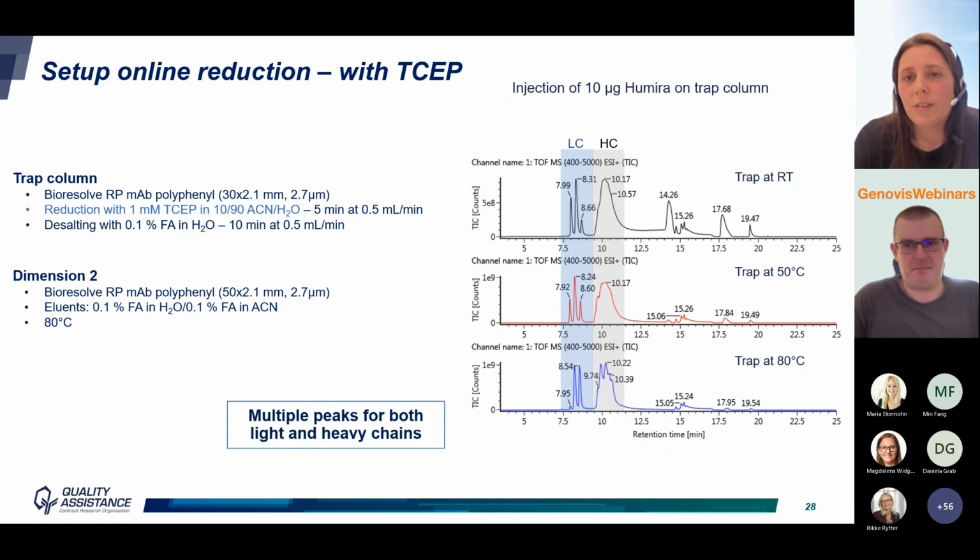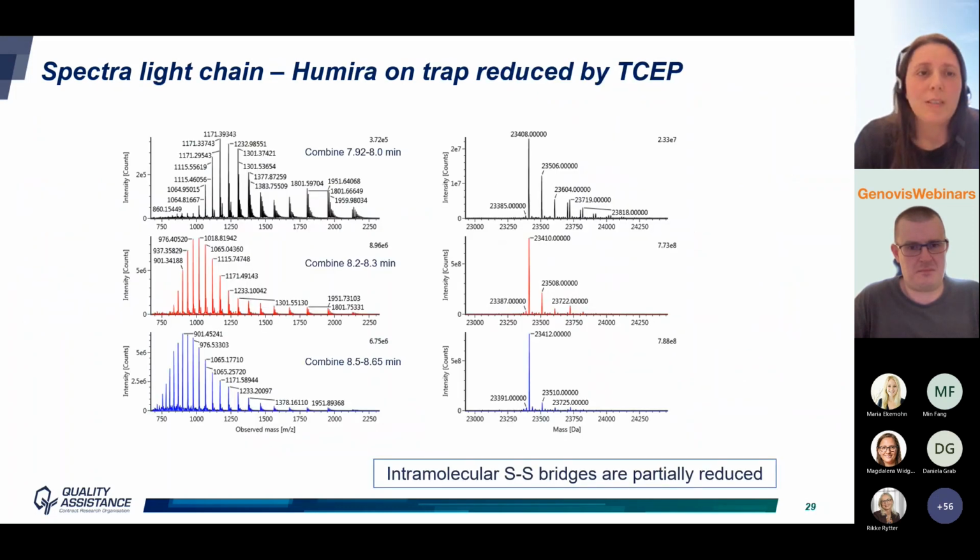We tried the reduction step at different temperatures. You can see the pictures on the right. We see the light chain and the heavy chain, but every time we see multiple peaks for both the light chain and heavy chain. And if we look at the MS data for this, we see different charge envelopes, ones on the left side with the raw data. And if we deconvolute this, we see that there are shifts of 2 Dalton on each figure, which means that the intramolecular disulfide bridges were only partially reduced. So that's why we have several peaks.